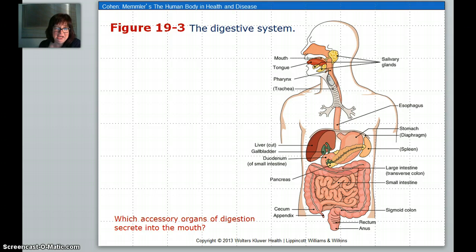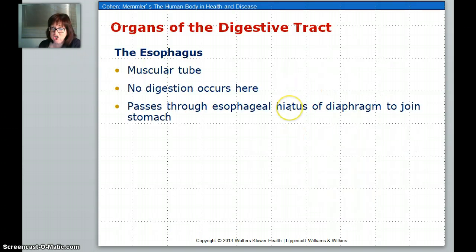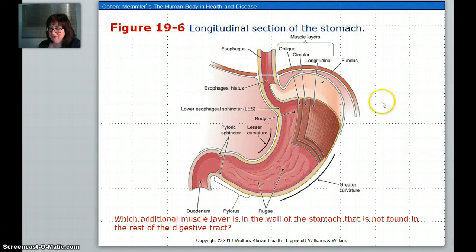No digestion occurs in the esophagus, and it passes through the diaphragm at this part called the esophageal hiatus. So if we look at our picture of our stomach, there is a break in the diaphragm. The problem with having a break in the diaphragm is the esophagus can get stuck in it, or the stomach can try and get out of it. Either way, you're going to have pain, or it can close too tight and you end up with food not getting down it.